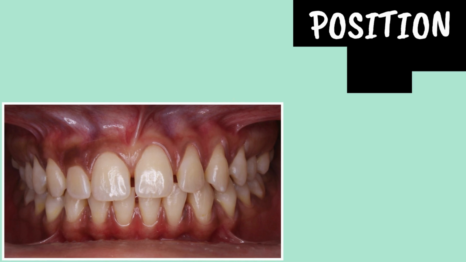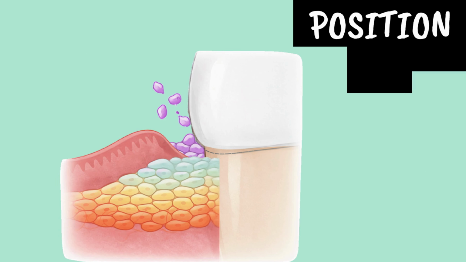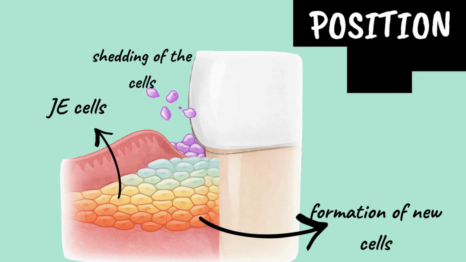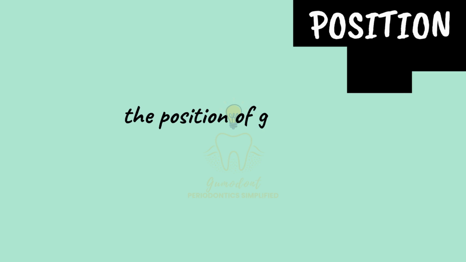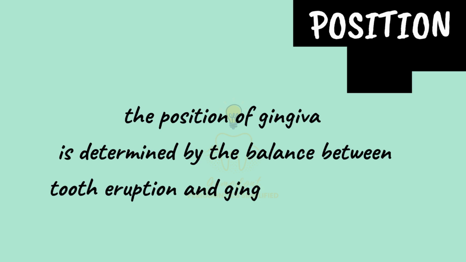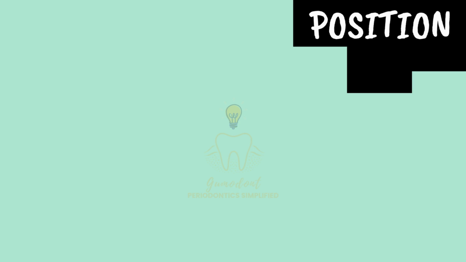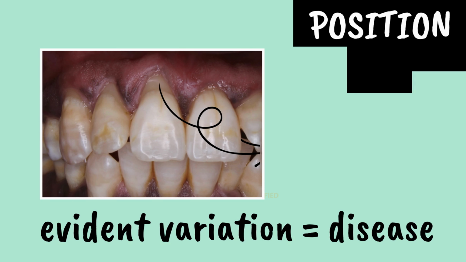This also explains the difference between anatomic crown, that is the part covered by the enamel, and clinical crown, that is the part visible in the oral cavity. Throughout this process, the junctional epithelium remodels to maintain a shallow, normal sulcus. So, overall, the position of gingiva is determined by the balance between tooth eruption and gingival adaptation. Slight variation in position may occur with age, but excessive apical shift is considered pathologic.